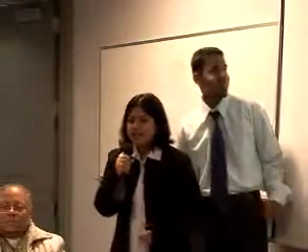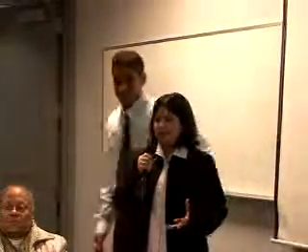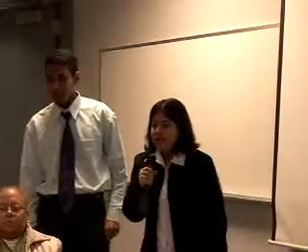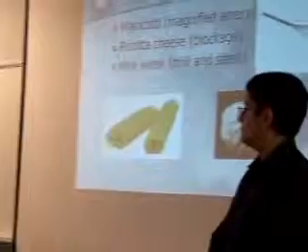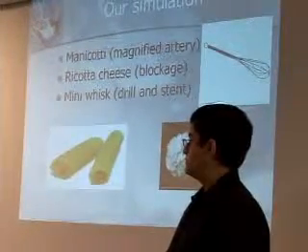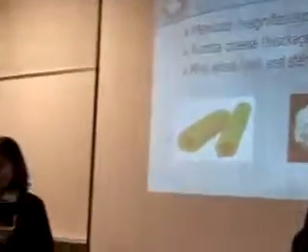So our simulation basically includes a manicotti, which represents our artery on a very big level because it's obviously magnified. We have ricotta cheese, which is going to be stuffed inside the manicotti and represents the blockage. And we have a mini whisk that we designed to use as a rotating blade and also as our stent.